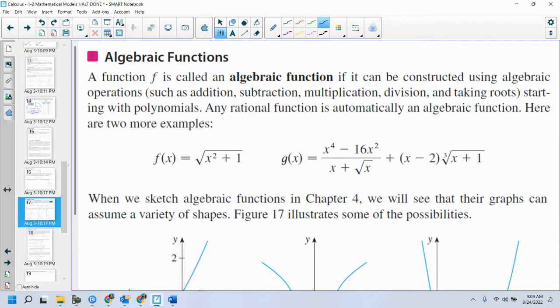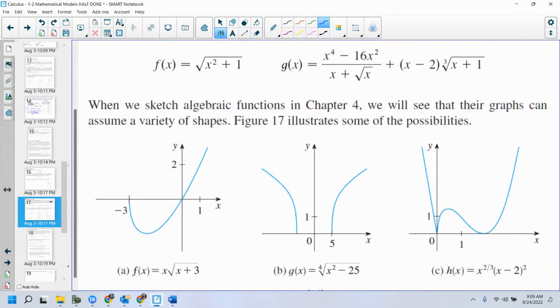Chapter 4, we will learn how to graph any of these. That's why I say chapter 4 might be a little bit more on the difficult side, because we will graph all of these from scratch. And we have to think about all the different types of rules that we have. These are just different types of algebraic functions that we have. Different examples of them.